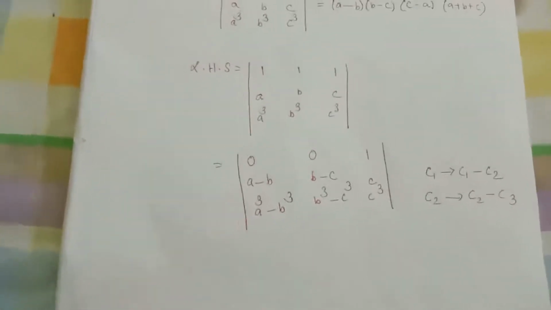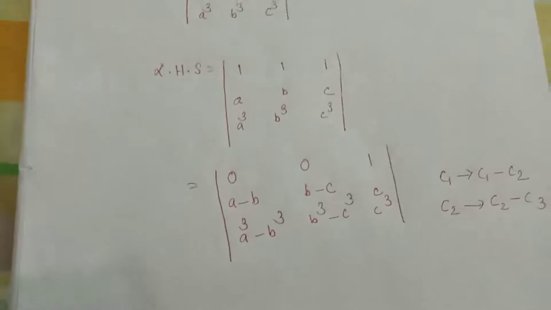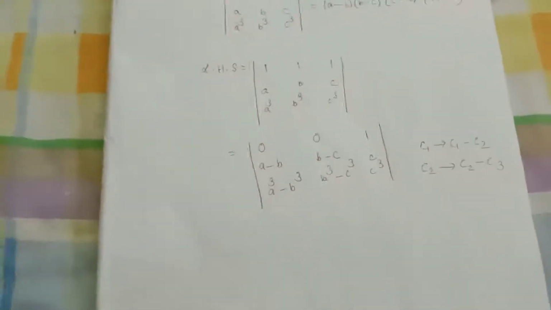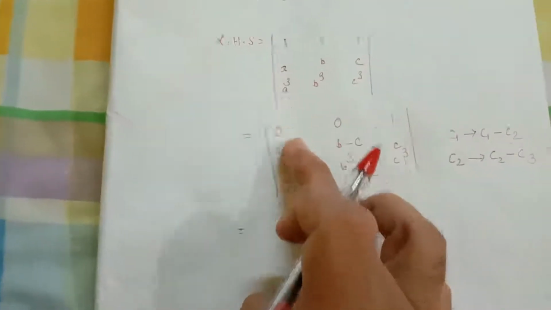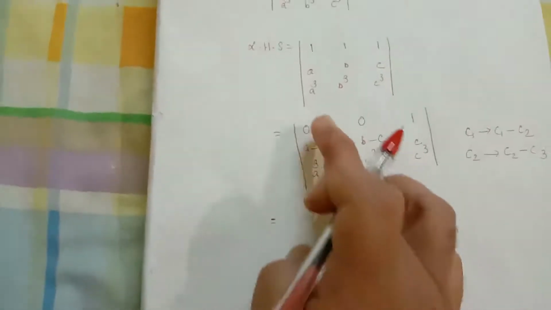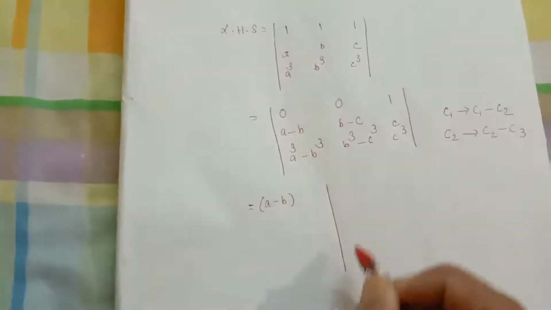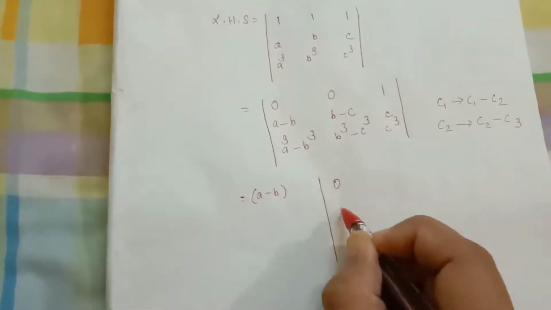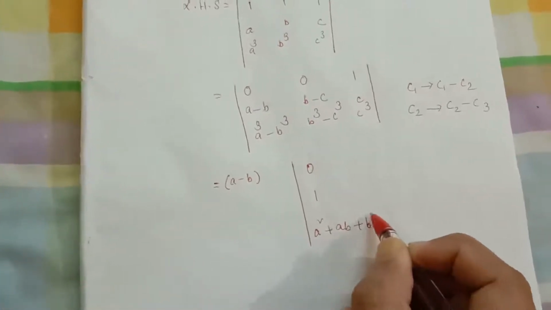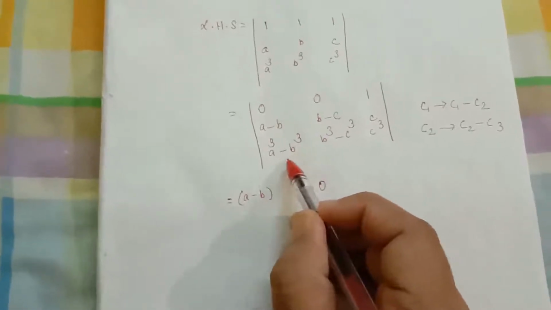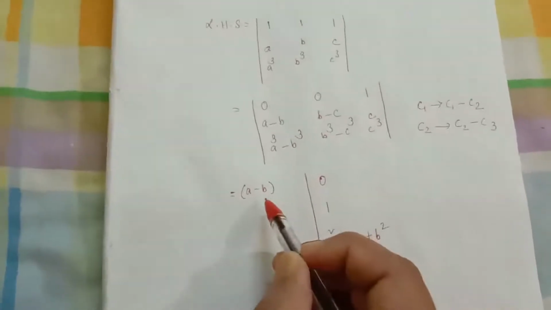Now you can see we have two zeros in the first row. You can also see that in the elements of C1, we have one common factor, A minus B. So if we take A minus B common in the first column, this will remain 0, this will become 1, and this will become A square plus AB plus B square, because you know A cube minus B cube is equal to A minus B into A square plus AB plus B square. We have taken A minus B common.